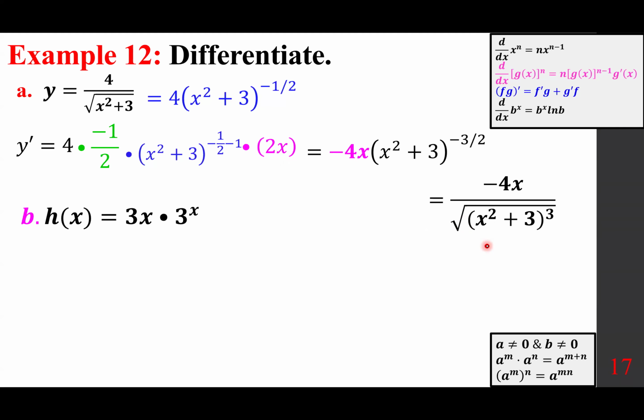What about this one? We have to go with the product rule, f times g. So f prime is 3 times g, 3 to the power of x, plus g prime is itself, 3 to the power of x, the answer is itself, and then the base is e, no, times ln 3, times f, 3x.